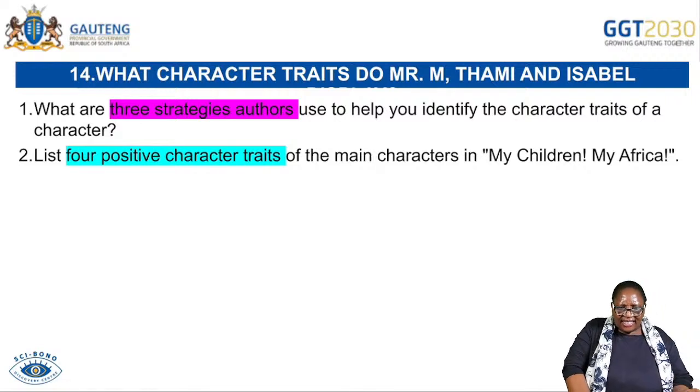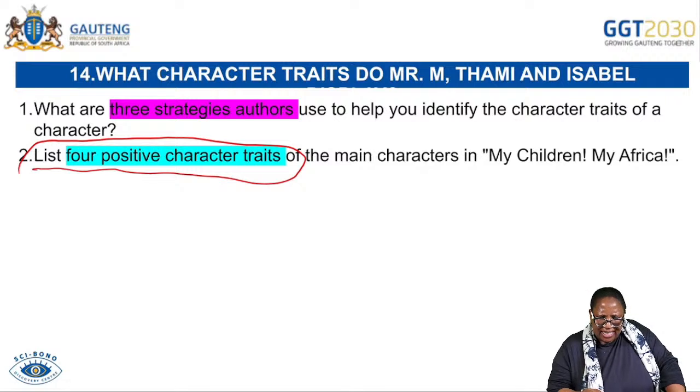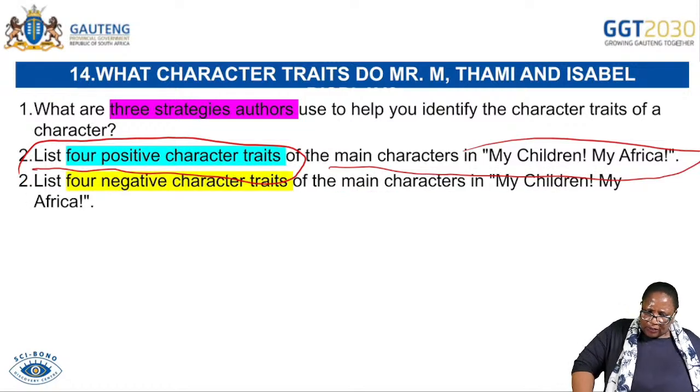What are the 3 strategies? That's what we ask you, used to help you identify the character traits of a character. And from there, I'm sure you have listed 4 traits. Let's look at the 4 traits of the main characters in My Children, My Africa. Okay? What are those 4 traits?